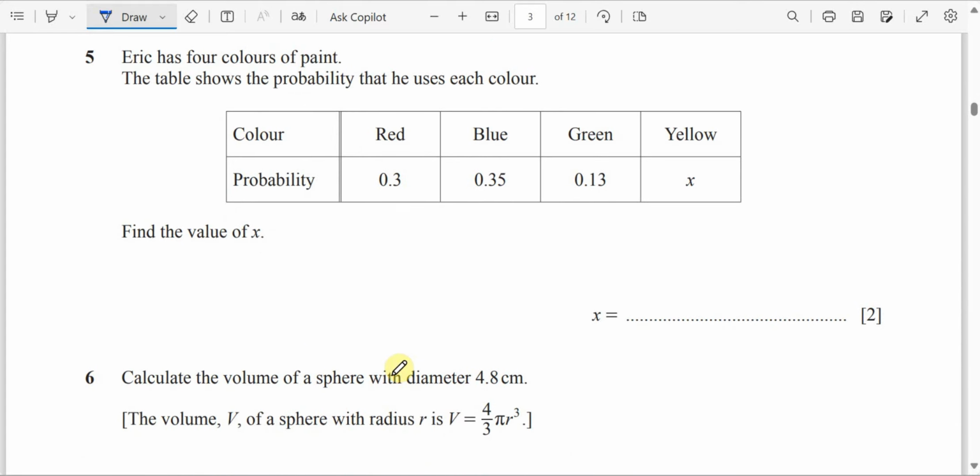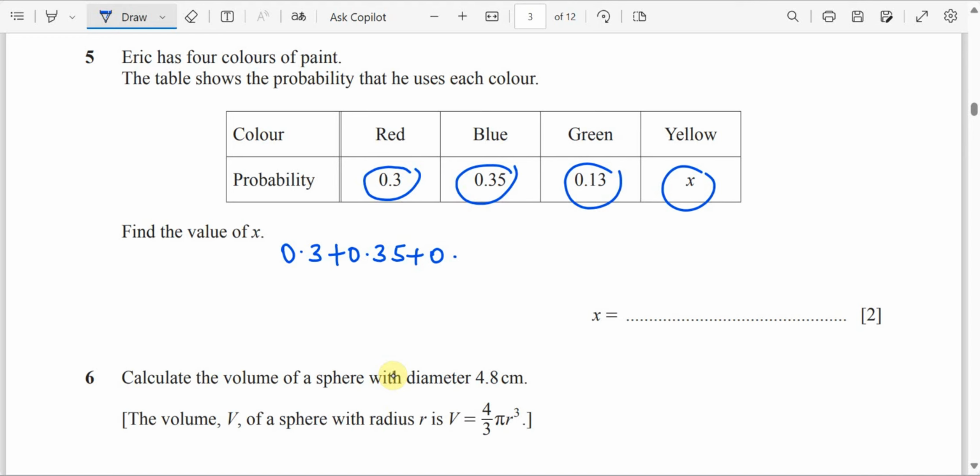Eric has 4 colors of paint. The table shows the probability that he uses each color. Find the value of x. All of these probabilities should add up to 1. So 0.3 plus 0.35 plus 0.13 plus x should add up to 1. So when you add up all of this, you have 0.78. So x equals 1 minus 0.78, and that is 0.22.